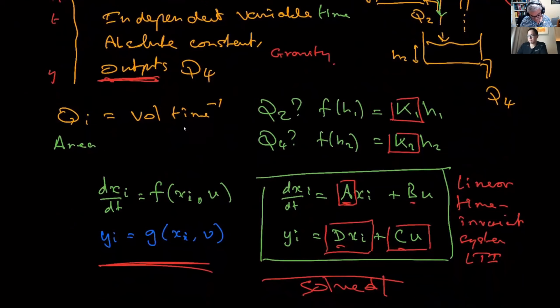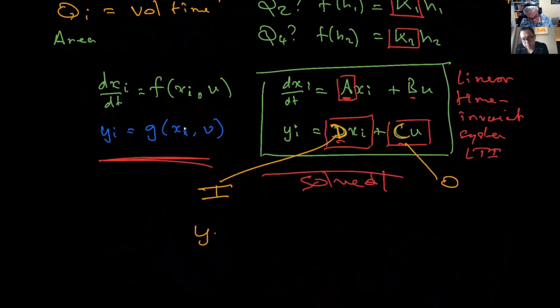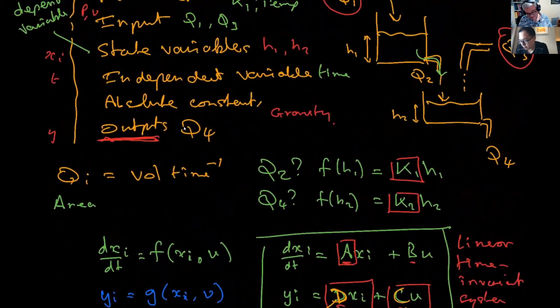Often, the D matrix is just the identity matrix, and the C matrix is 0. So then you end up with yi equals xi. In this case, that would be the case, because presumably we can measure both heights, h1 and h2, and the height is the height.